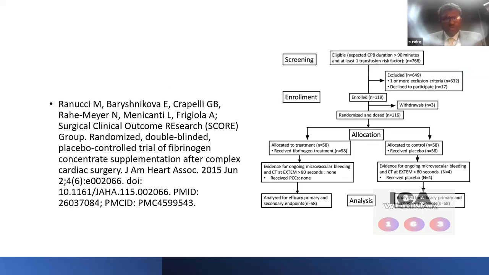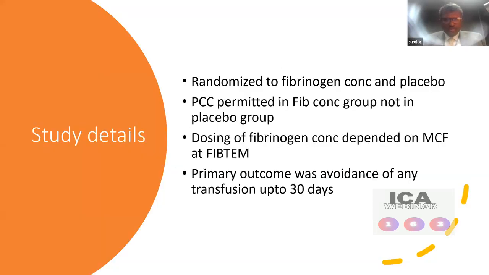And here come two different studies published in the Journal of the American Heart Association. They again included patients undergoing complex heart surgery. They randomized to fibrinogen concentrate and placebo. The primary outcome was avoidance of blood transfusion.